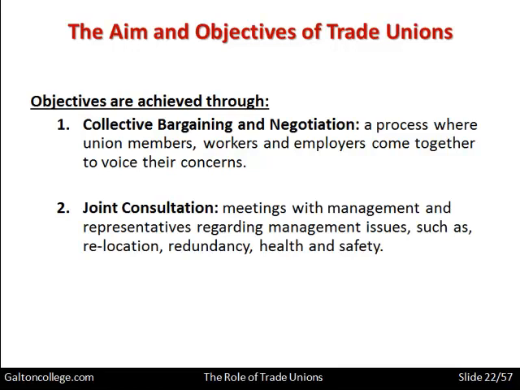There's also joint consultation. These are meetings with management and representatives regarding management issues, such as the relocation of a plant from one part of the country to another, or redundancies, or health and safety issues. They have regular meetings with the management and talk about issues, and the management should keep the trade unions informed about their plans, their strategic plans. What are they trying to do in the long run? Where do they want to be? And what are their overall goals? So that there's no surprise for the workers. The workers are able to plan their lives more effectively, knowing what the management are thinking and planning.